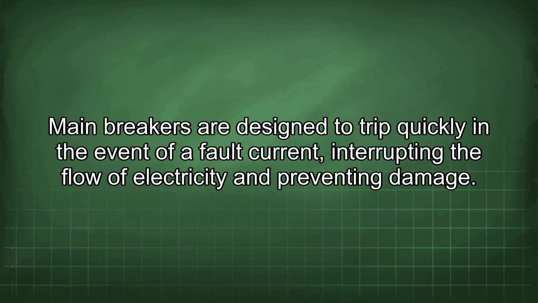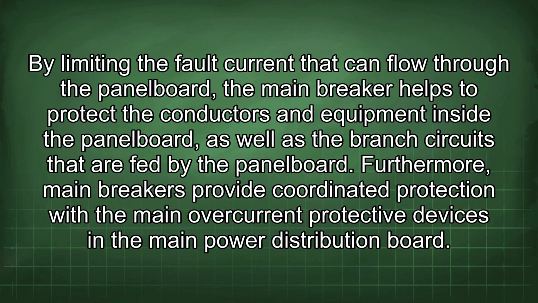Main breakers are designed to trip quickly in the event of a fault current, interrupting the flow of electricity and preventing damage. By limiting the fault current that can flow through the panel board, the main breaker helps to protect the conductors and equipment inside the panel board, as well as the branch circuits that are fed by the panel board. Furthermore, main breakers provide coordinated protection with the main overcurrent protective devices in the main power distribution board.